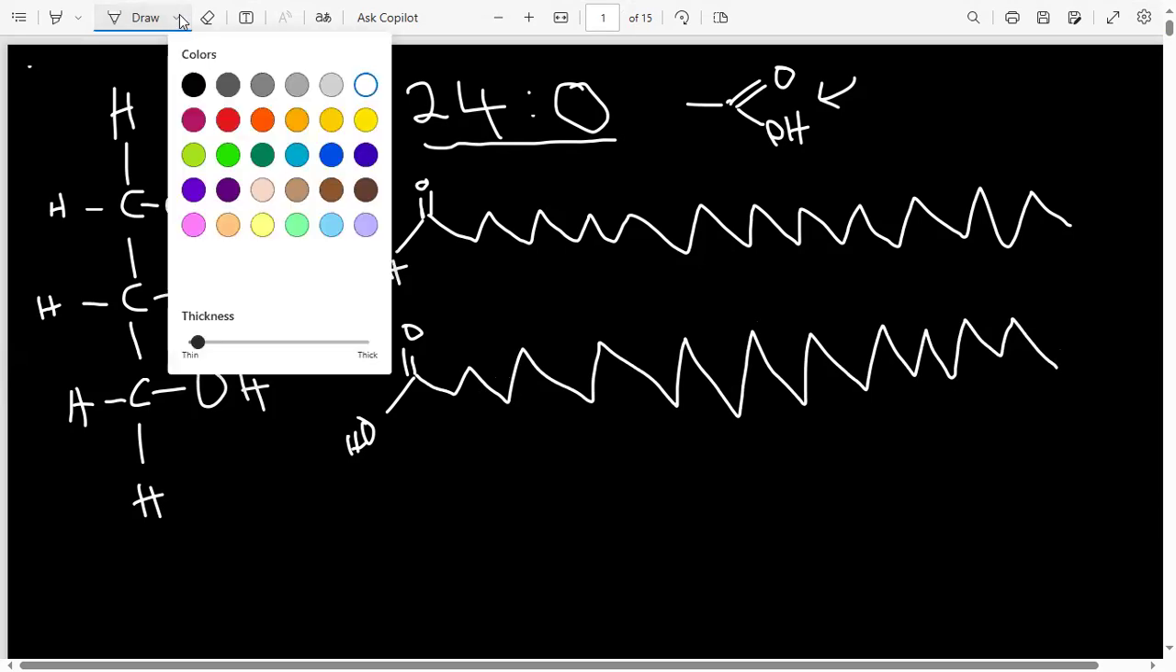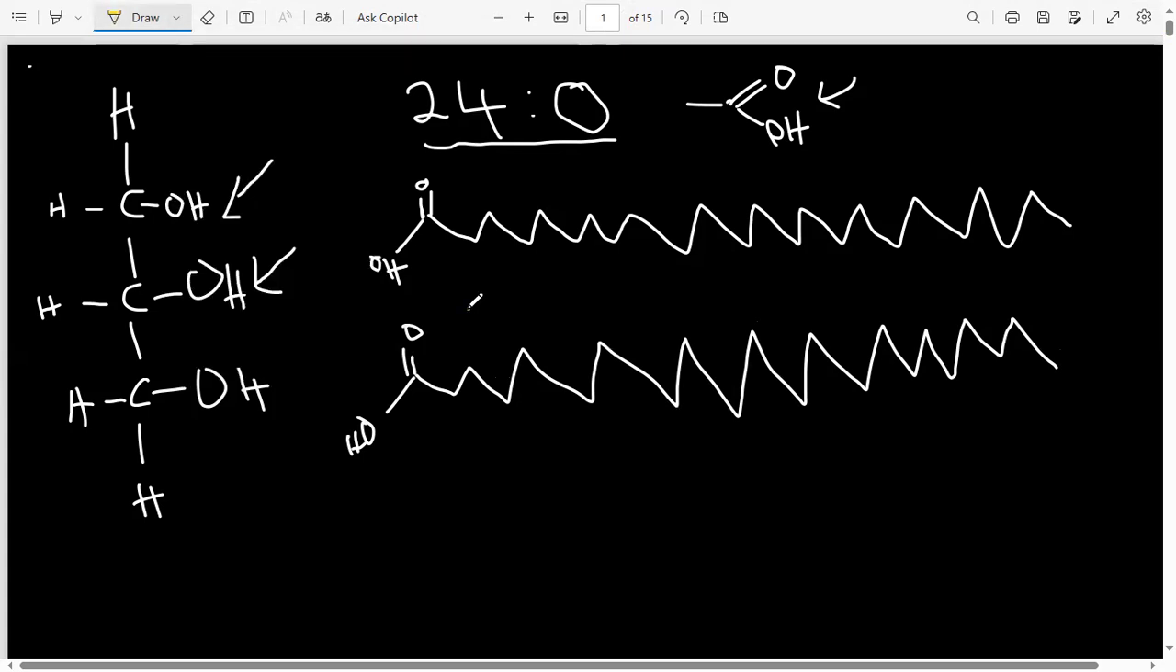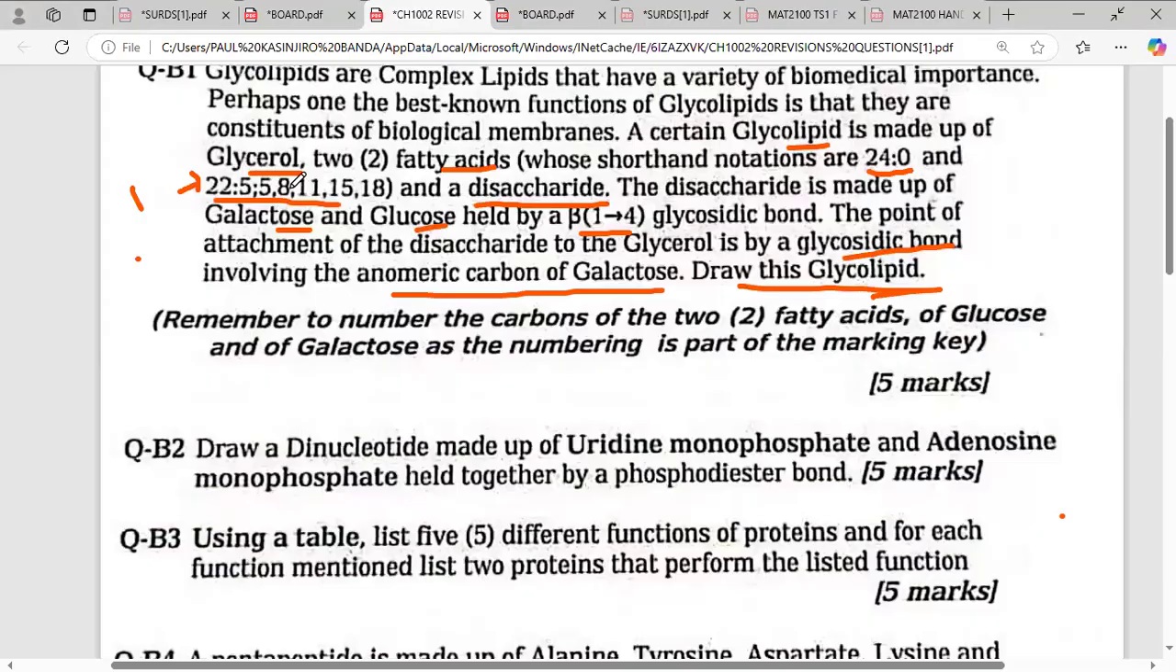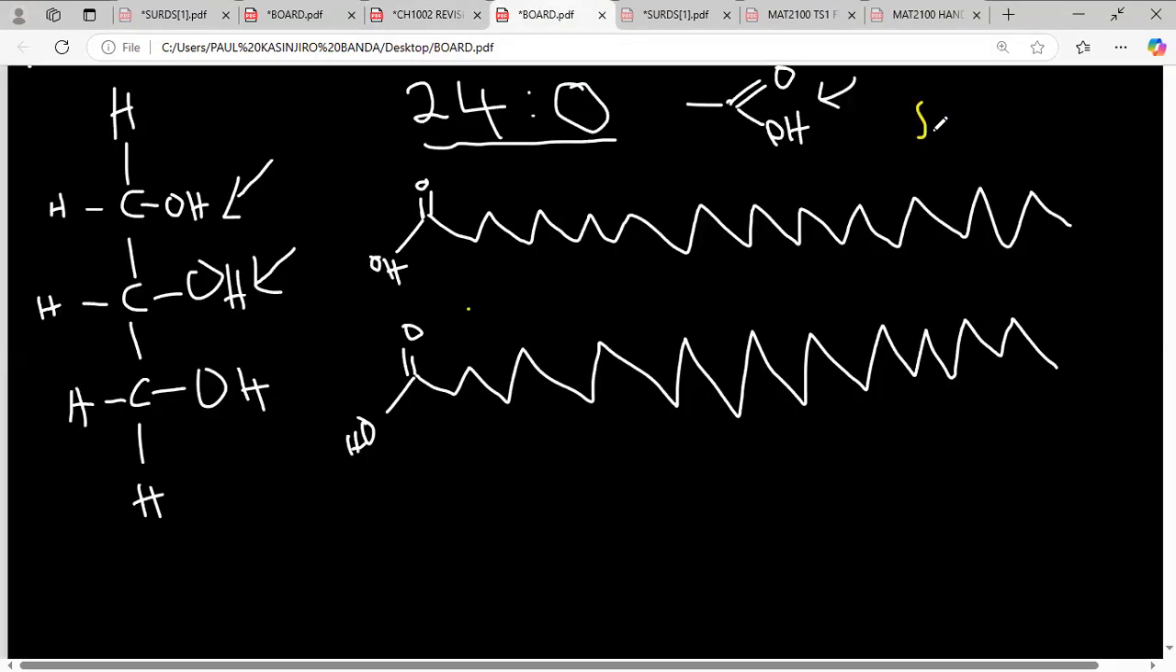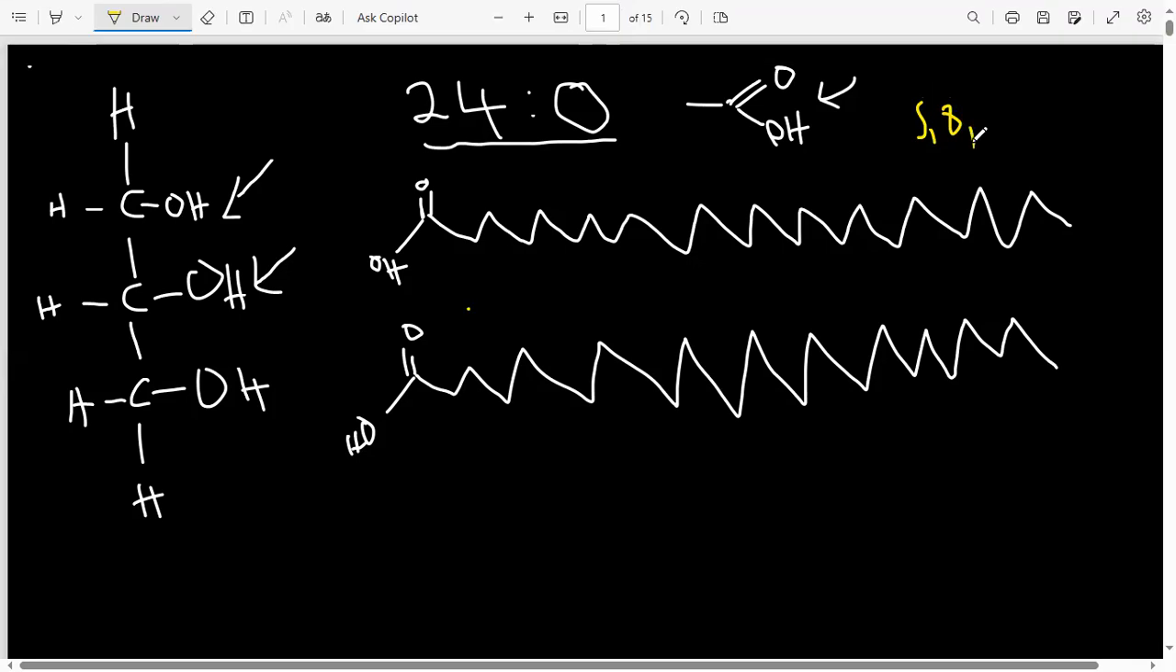Okay, and then we are told that this has double bonds. Those double bonds are at 5, 8, 11, 15, and 18. So let me write here 5, 8, 11, 15, and 18. So these are the places where we are going to find the double bonds. Okay, so we start counting. So this is 1, 2, 3, 4, and then 5.